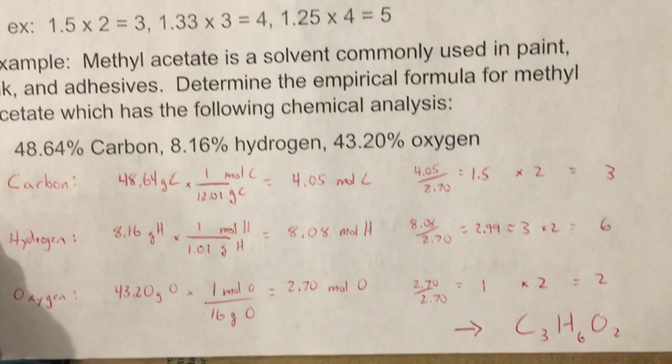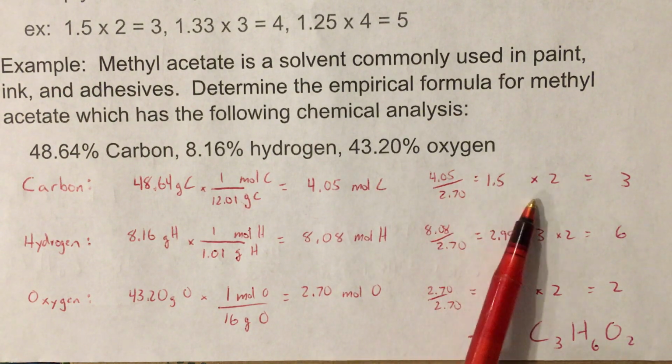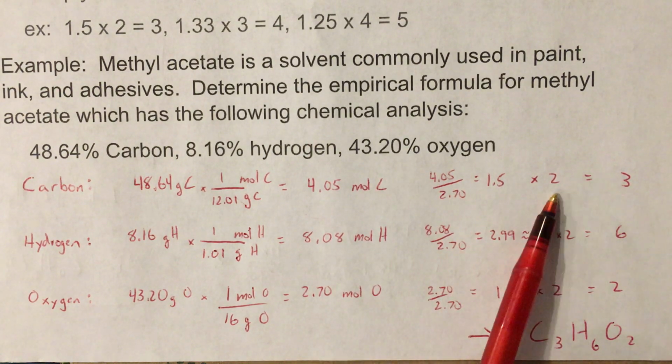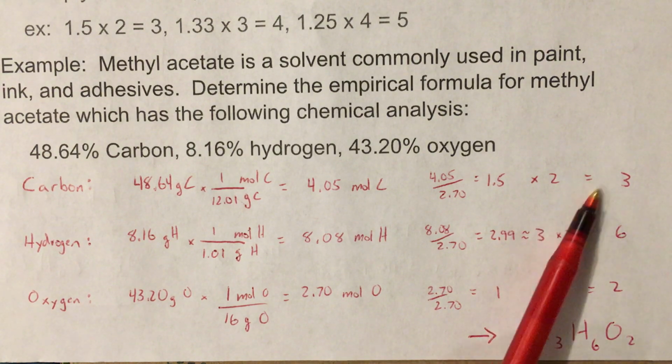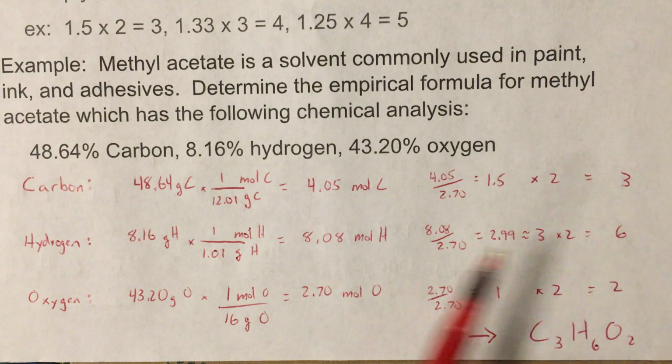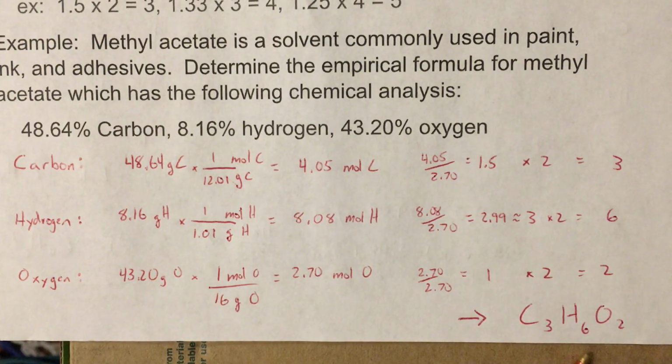So down here, since we've got a 1.5, we can double that to get 3. But if we double the carbon, we'd have to double everything else. So doubling the hydrogen and the oxygen. So then we get a 3 to 6 to 2 ratio, which means that the empirical formula is C3H6O2.